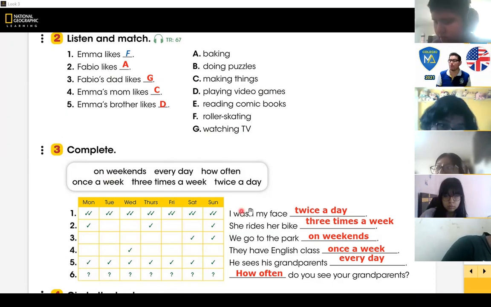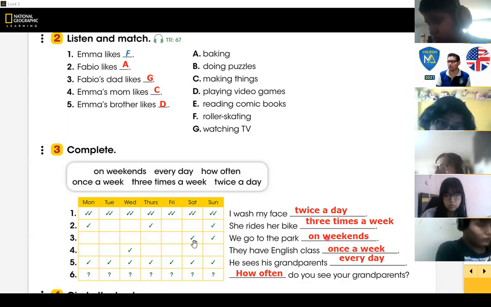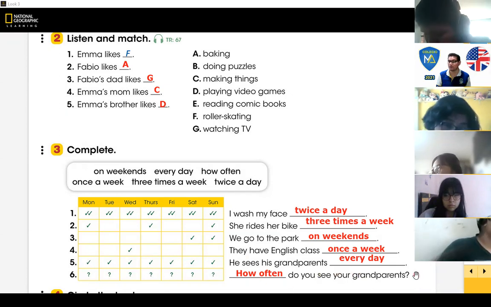We have to complete with these options, looking at this schedule, right? I wash my face twice a day, twice, dos veces al día, right? She rides her bike three times a week. One, two, three. That's correct. We go to the park on weekends, Saturday, Sunday, weekends, fines de semana, right? They have English class once a week. That's right, once a week. He sees his grandparents every day. And then number six, this is a question: how often do you see your grandparents?